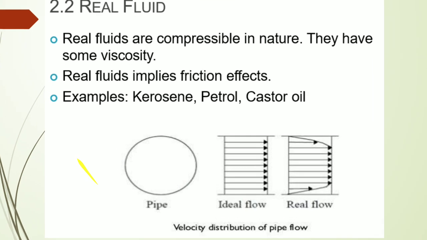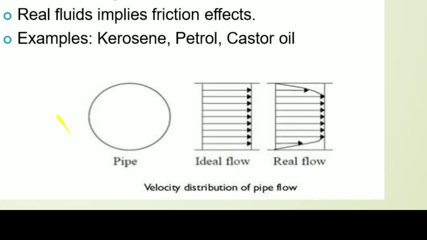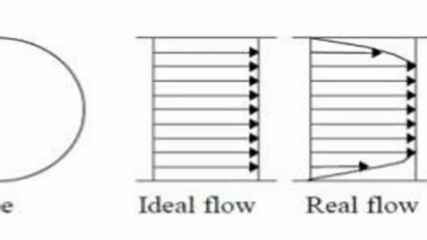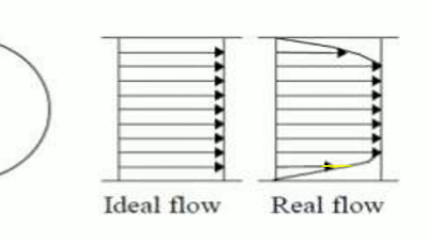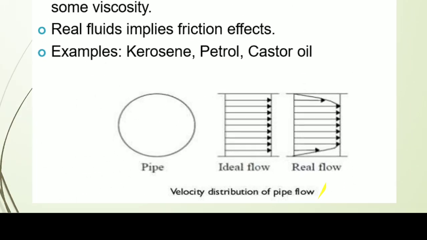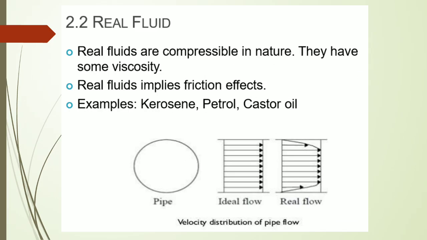Here you can see this pipe, a simple example of velocity distribution in pipe flow. It is a round pipe in which the fluid is flowing. What are the ideal fluid and the real fluid? The ideal fluid profile is continuous lines, whereas here there are changes and variation in the fluid. There is much variation between real flow and ideal flow. That is the difference you need to understand between an ideal fluid and a real fluid.